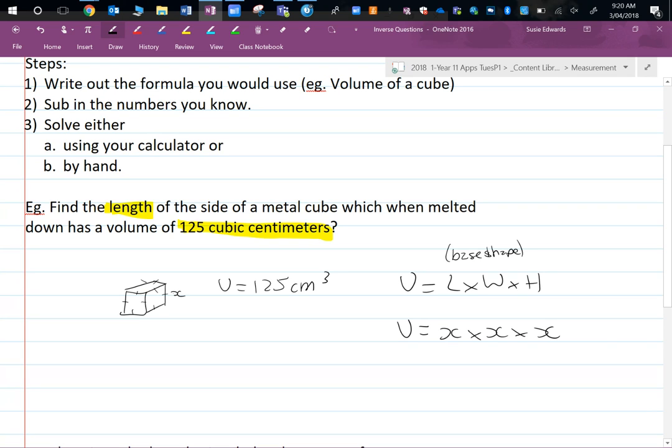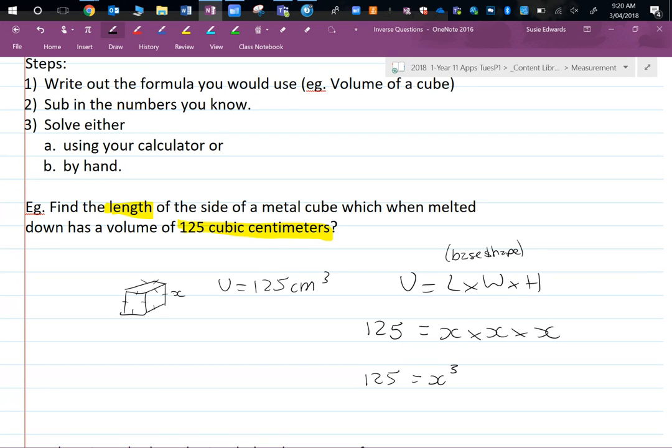Now, do we know the volume? Yeah, so instead of V, we're going to put 125 equals x times x times x. 125 equals x cubed. Now, how do we get rid of that cubed so that we've just got x by itself? Now, that line there would get you marks, okay, knowing either of these two lines. So even if you get stuck here and go, I've got no idea, those lines would get it for you, okay?